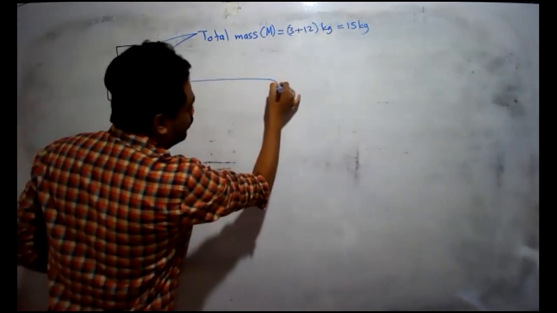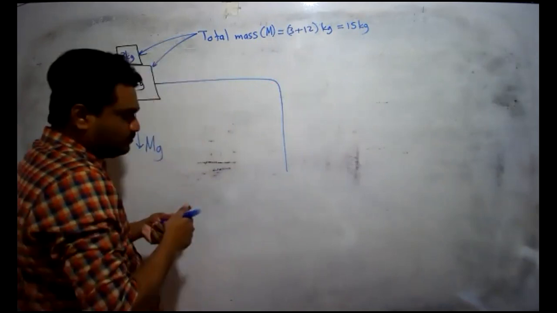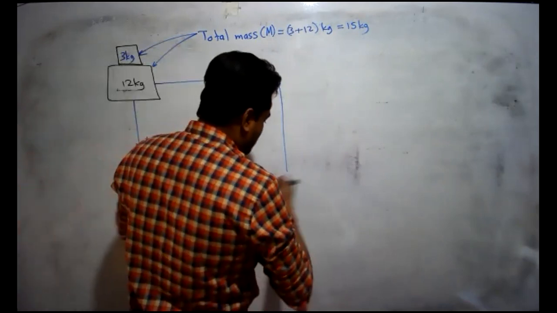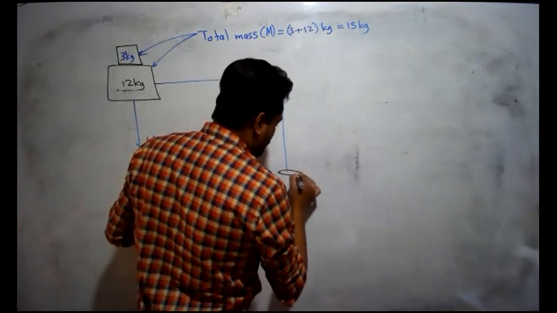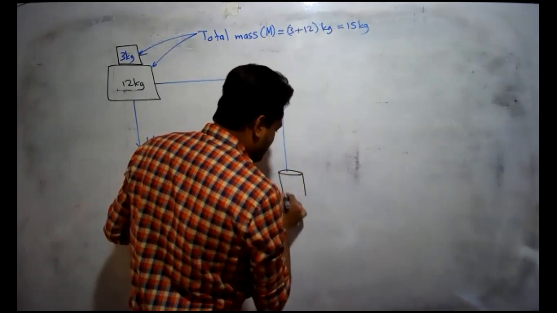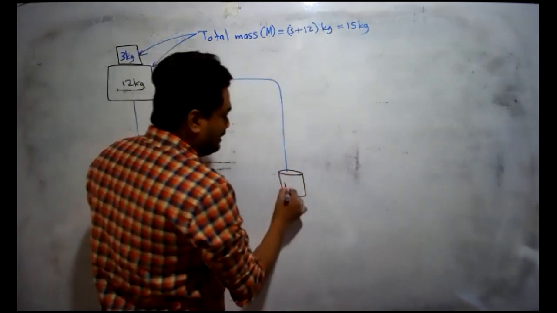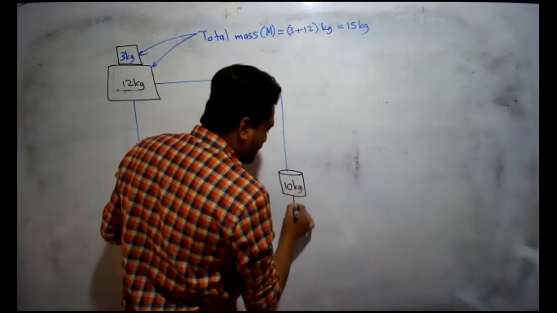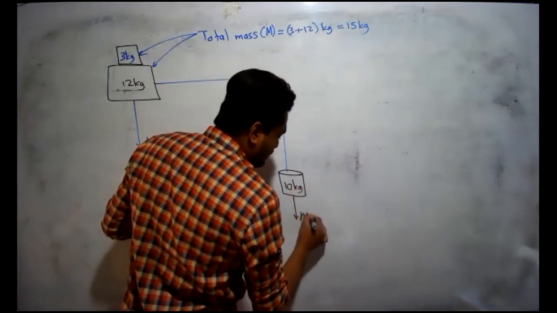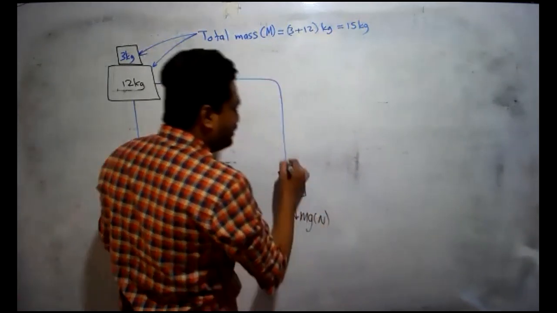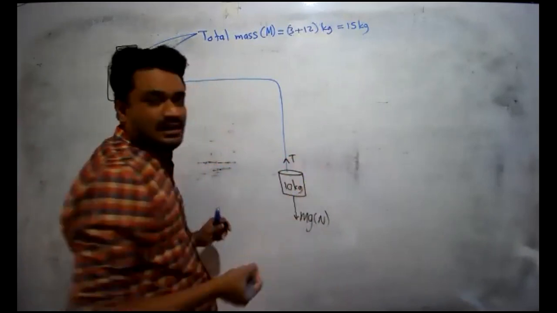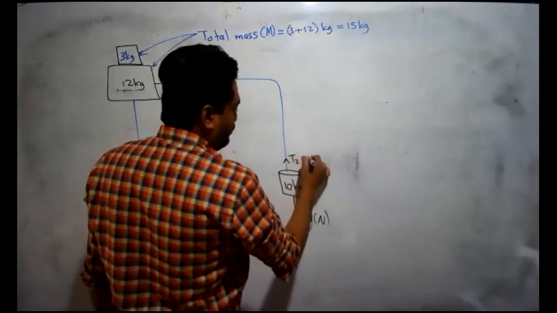A string goes over a smooth pulley and it is connected to a cylinder like this, or cylindrical object like this. Its mass is 10 kilogram, it remains unchanged. So this Mg remains unchanged. The new tension will be, let me mark it as T2 Newton.